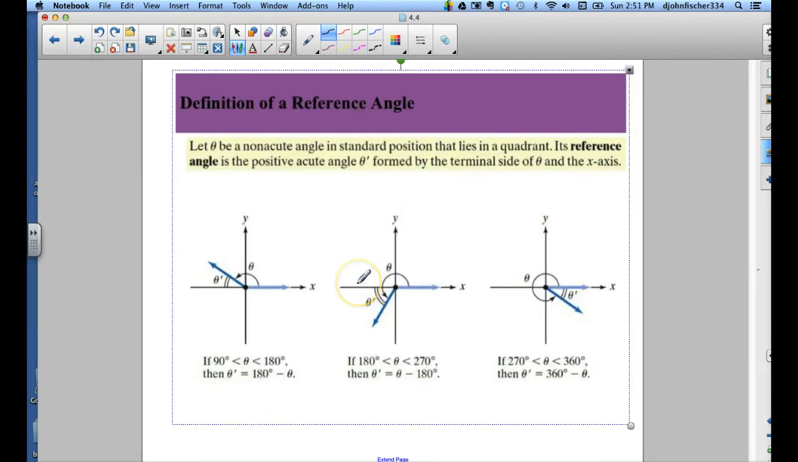Okay, definition of a reference angle, and then kind of finishing up here. Let theta be a non-acute angle in standard position that lies in a quadrant. Its reference angle is the positive acute angle formed by the terminal side and the x-axis. So the reference angle is the angle formed when drawn back to the x-axis. If I drew an angle here and drew a right triangle back, that's my reference angle. It's the one drawn back to the x-axis.